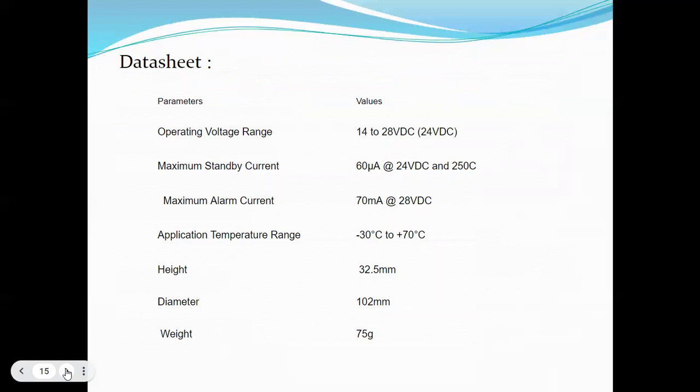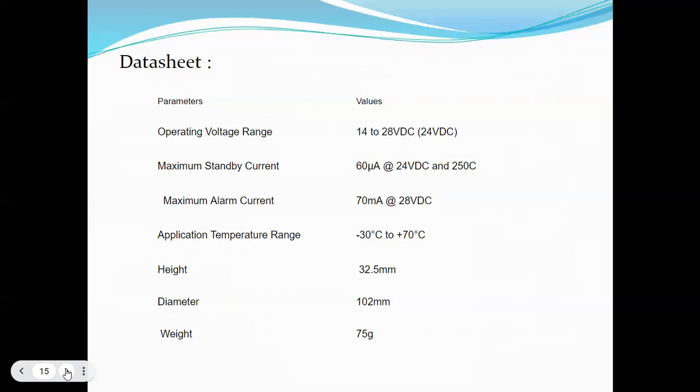It has a maximum standby current of about 60 microamperes at 24 volts DC, and 250 capacitance and 250 coulombs charge. Maximum alarm current is about 70 milliamperes at 28 volts DC.